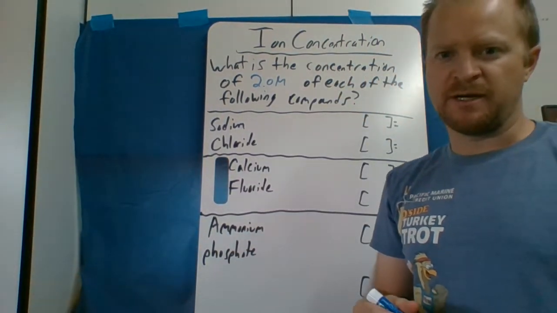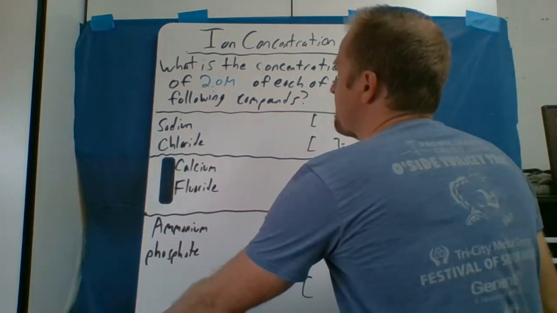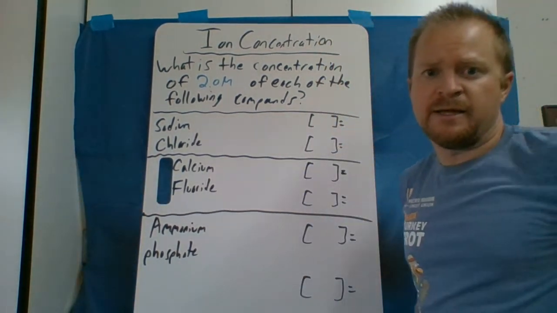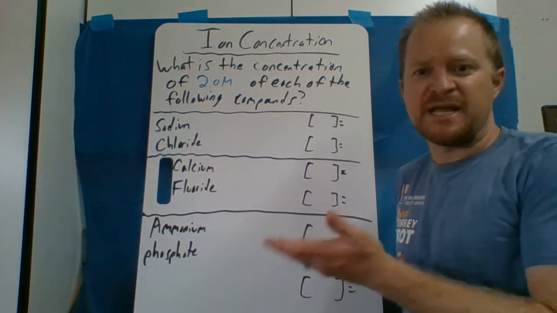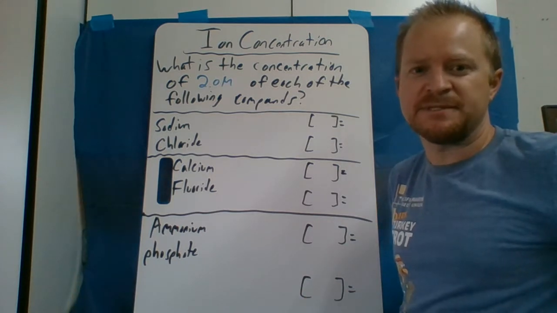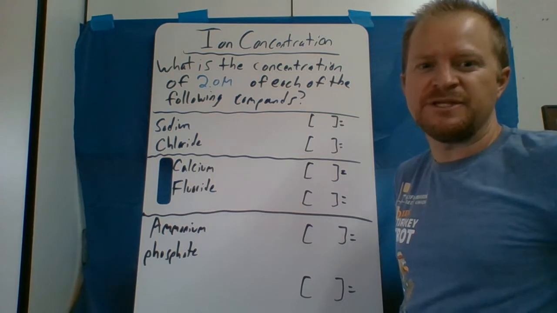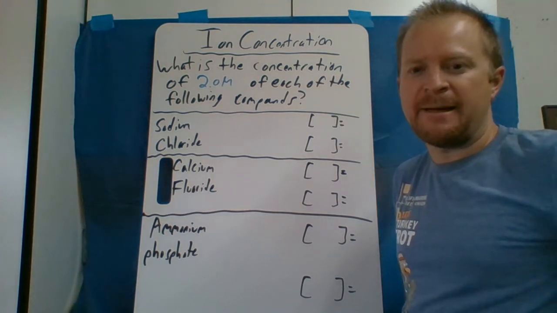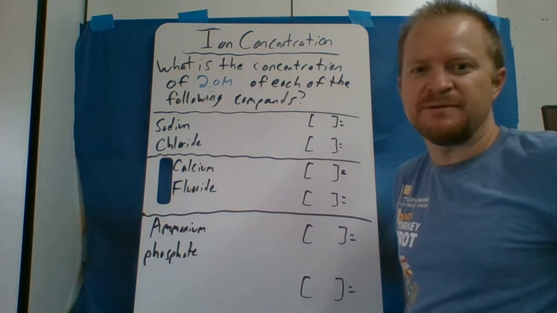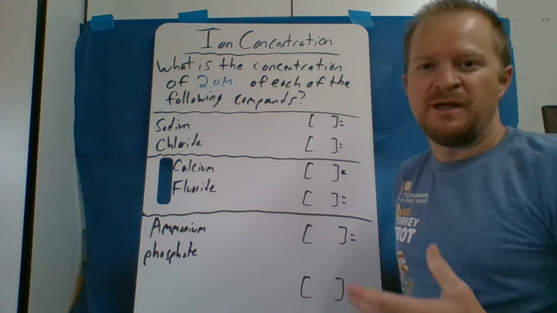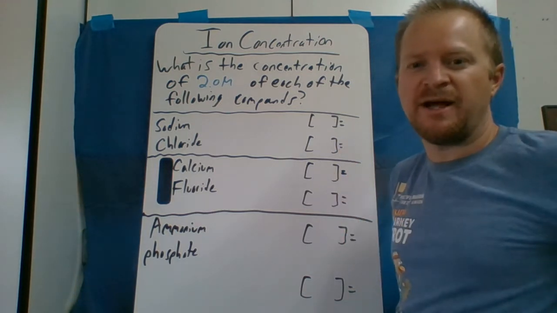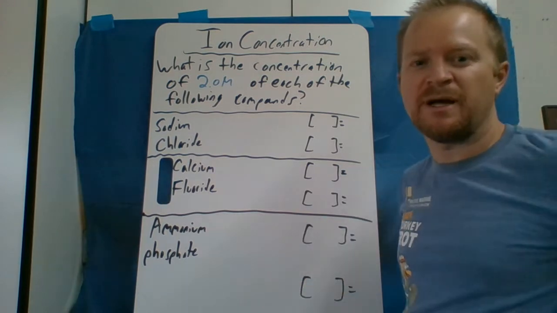Okay, we're going to talk about ion concentration. And it's best just to do a sample question here using multiple examples. So what is the concentration of 2.0 molar of each of the following compounds? Okay, and it's really just best to name the compounds and know each of these compounds. These are binary ionic compounds, so they're made up of two ions.